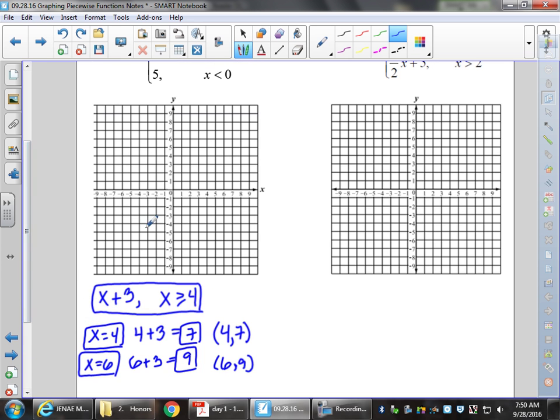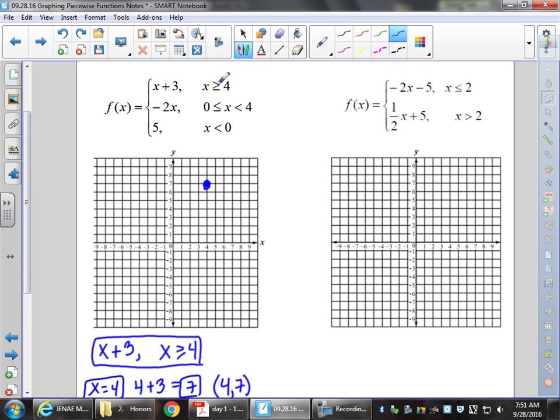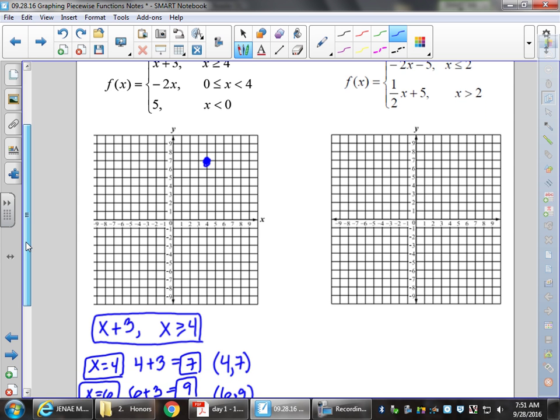4 comma 7. Important question. Is there going to be an open or a closed circle on 4 comma 7? 4, 5, 6, 7. Why closed? It can equal. This is important. The reason we know that this is closed is because I had an or equal to. So it can be a solid dot. If this was strictly greater than, what would this have been? Open. Very good. So that open-closed concept is coming back from the beginning of the year. I have my first ordered point. Where's my second ordered pair?